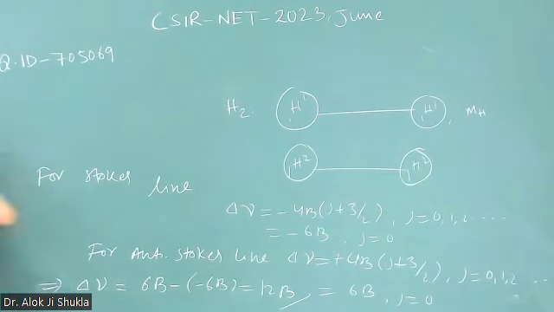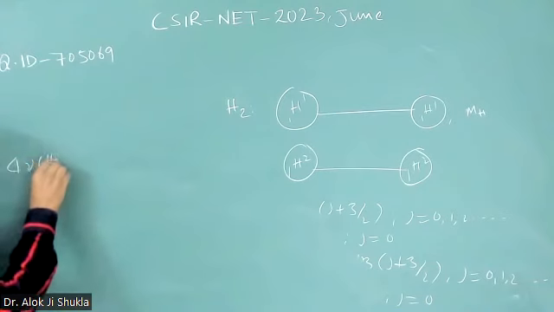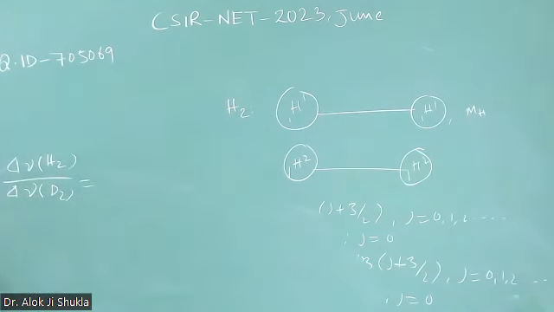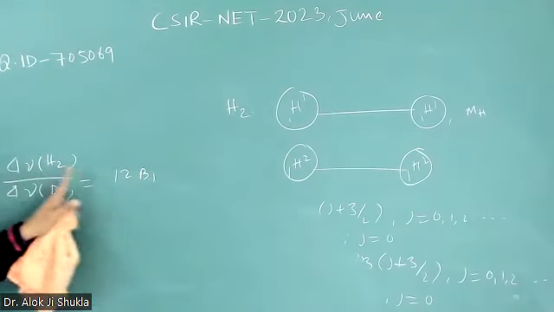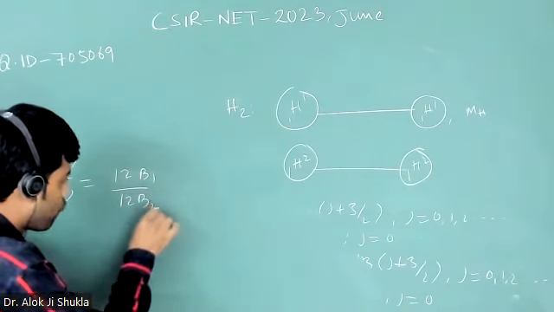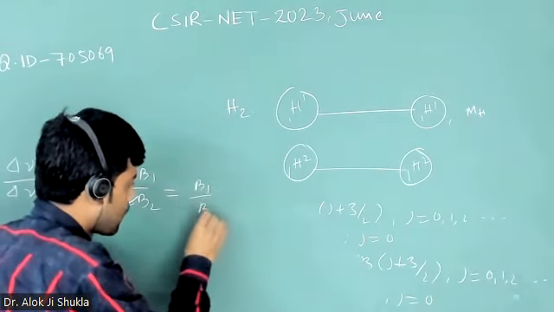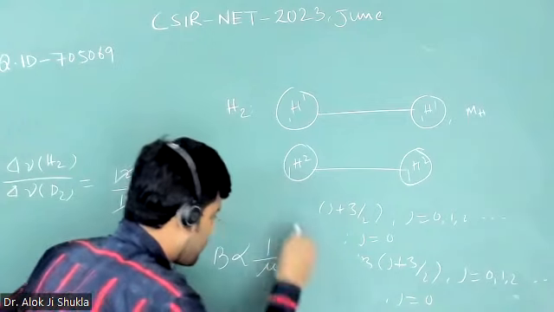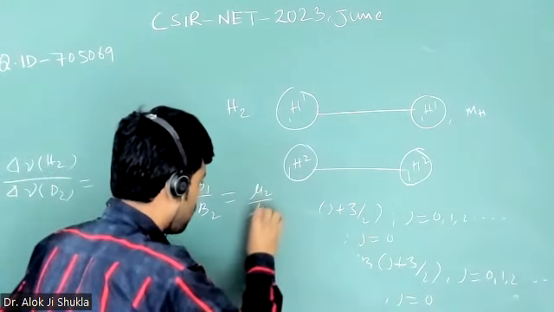Now I have to calculate that ratio. So delta nu for the hydrogen molecule divided by delta nu for the D2 molecule, not atom here, sorry, it will be molecule. So this corresponds to 12 B1, where B1 is the rotational constant of the H2 molecule, divided by 12 B2. The 12 will cancel, so B1 by B2. And you know the rotational constant B is inversely proportional to the reduced mass mu. So it will be mu2 by mu1.